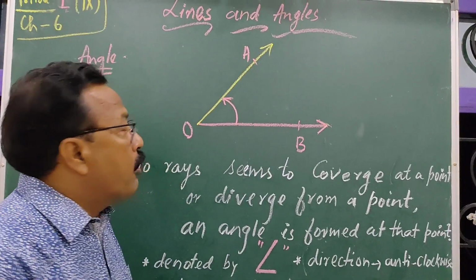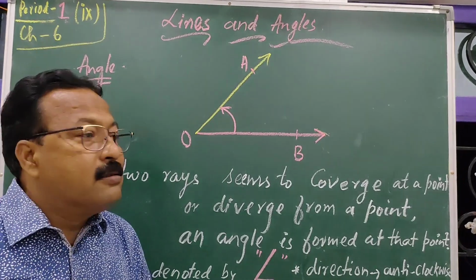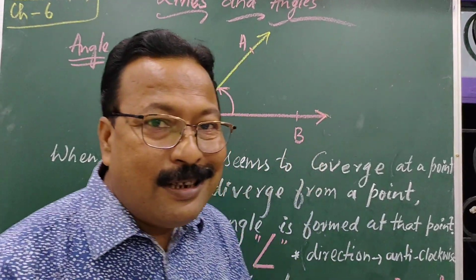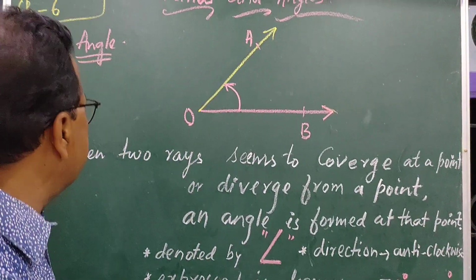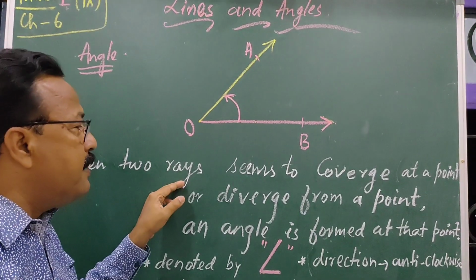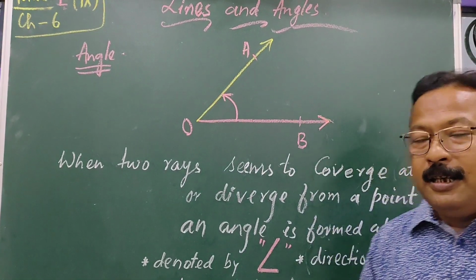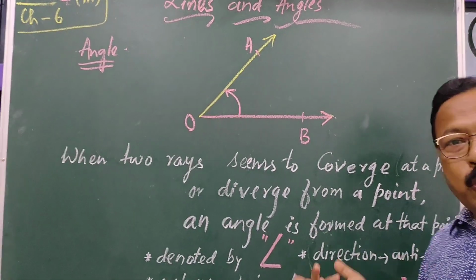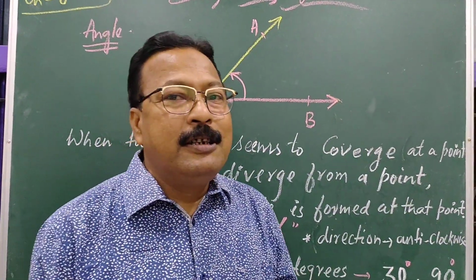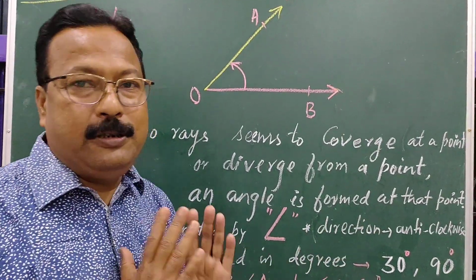Basically, you are quite familiar with angles, lines, points and the basic needs in geometry. We are just reviewing these. An angle is formed when two rays converge at a point, or when two rays diverge from a point; an angle is formed at that point.